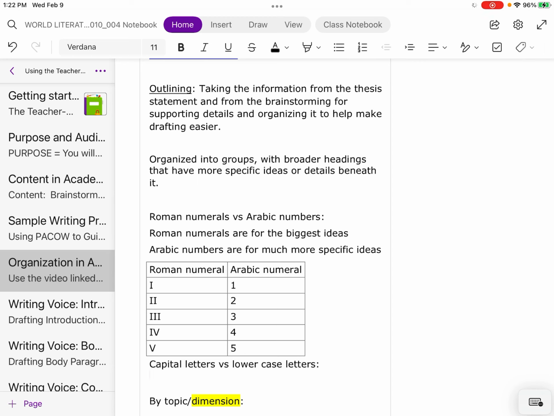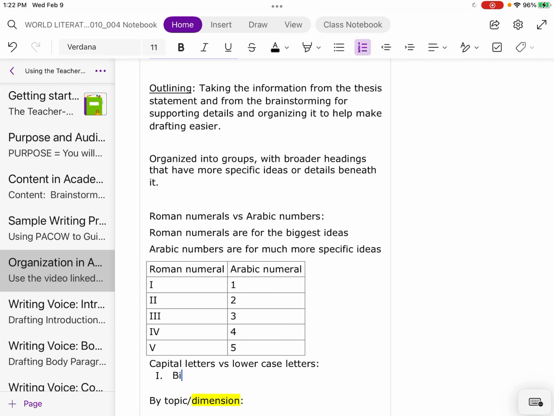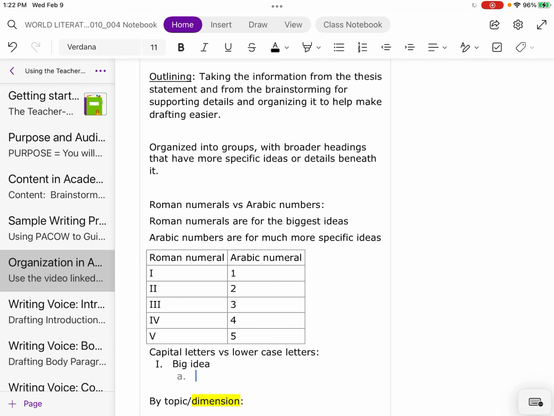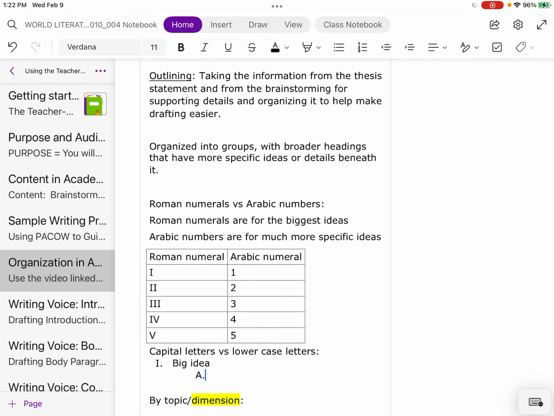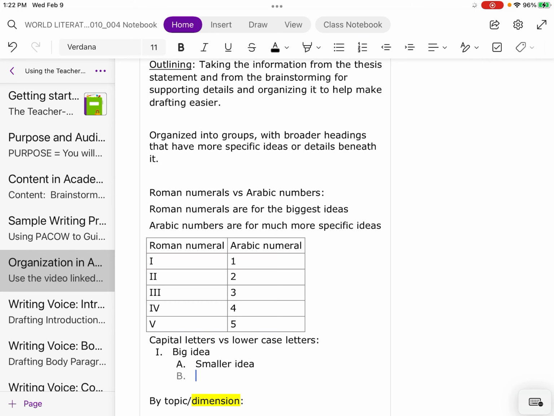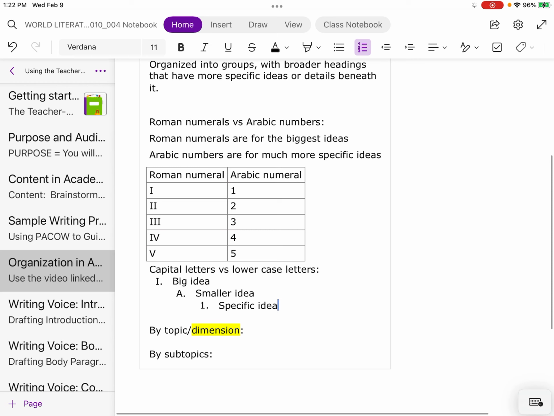So I might have a Roman numeral with a big idea. Then I have a smaller idea. Then I have, that should be a 1. Specific idea, and so on and so forth. Okay, so it moves from broad to specific as I break that down. So that's the basics of outlining.